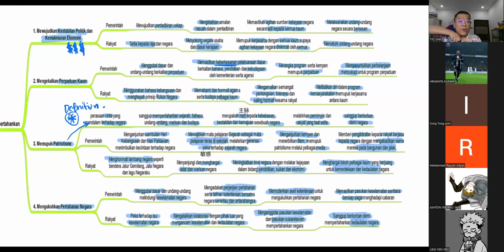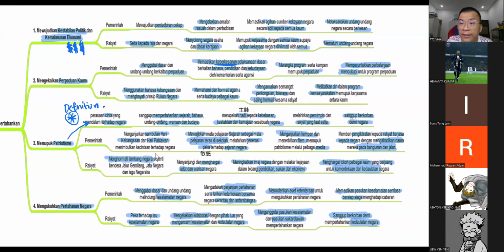Patriotism, we have Pemerintah. We'll make sure every year we celebrate the National Day, the Hero Day. And then in school, we make sejarah become compulsory. Because Malaysia, we have 9 Malay king. So we are a country that emphasize on adat.